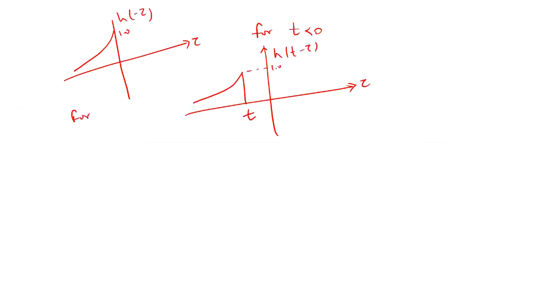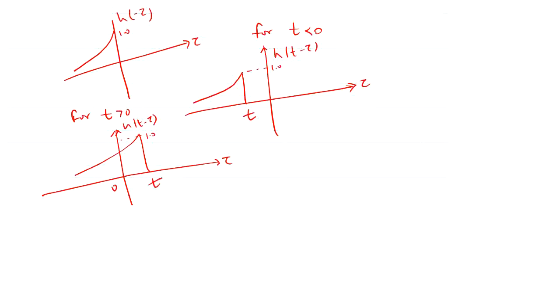For the second case, when t is greater than 0, this graph will shift to the positive side. The shift is on the positive side because we have t greater than 0. So this is h(t minus tau), and it is shifted by the t point. This is the graph of h(t minus tau). So let us solve the problem.